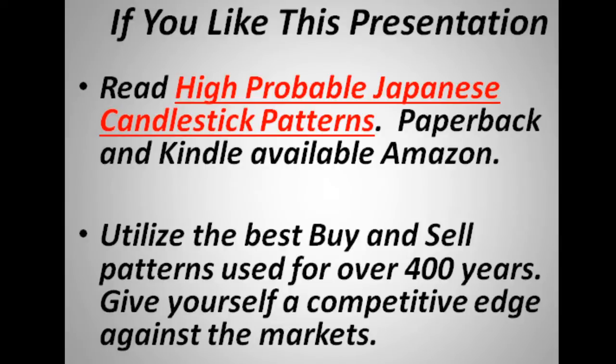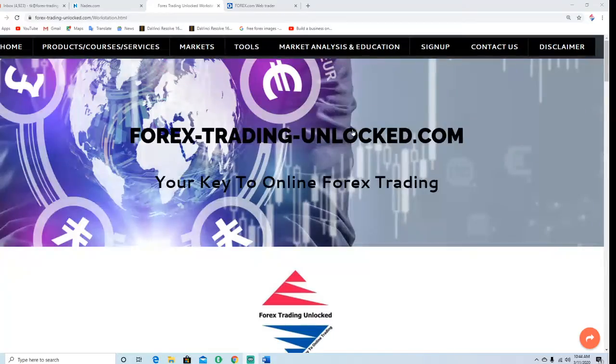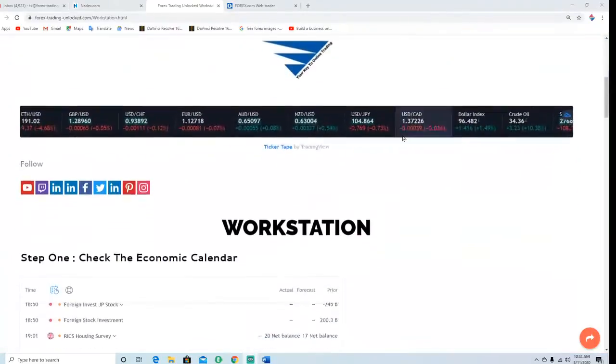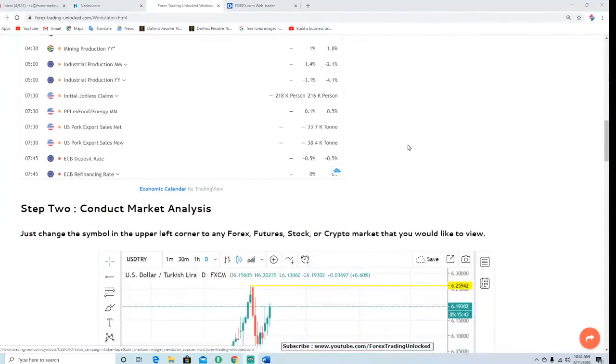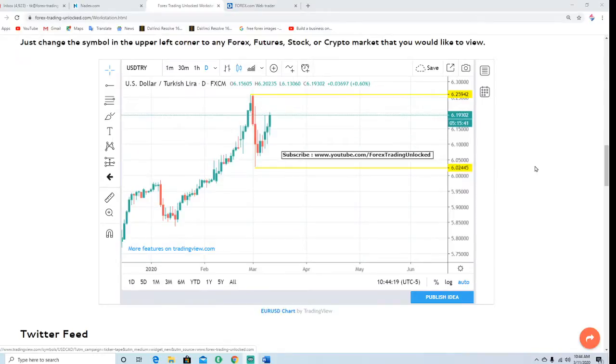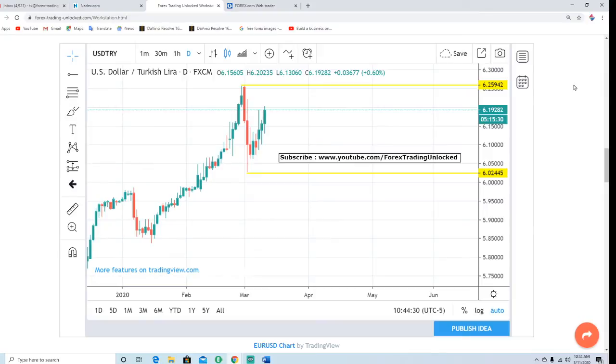So with that, let's get into our live action screen here. We have the forex-trading-unlocked.com website pulled up already with our workstation page. Let's make this chart just a little bit bigger for you. So here we go. And all right, here we have the US dollar, Turkish Lira.